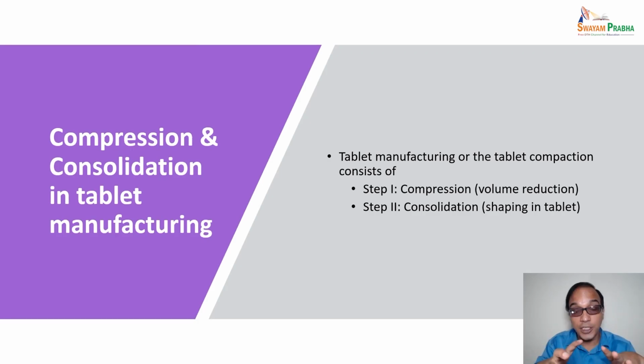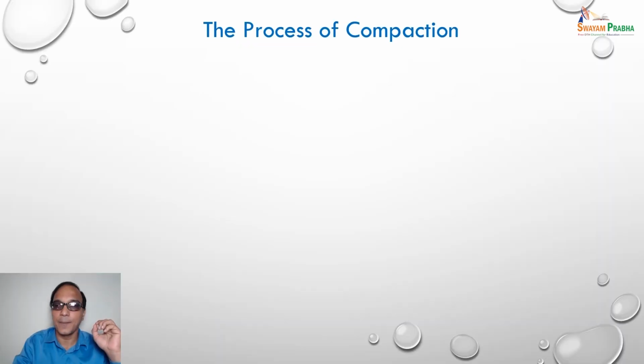Now moving to compression and consolidation in tablet manufacturing. What is happening inside the tablet? Let's discuss this. Tablet manufacturing, or tablet compaction, consists of two steps. Step 1, compression, that is volume reduction. Step 2 is consolidation, that is called shaping in the tablet. Compression and consolidation. Can you see here? These are the two steps, volume reduction and shaping in the tablet. Now let us discuss in detail these two aspects.